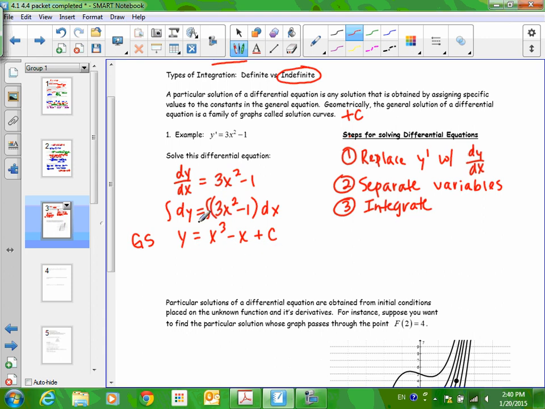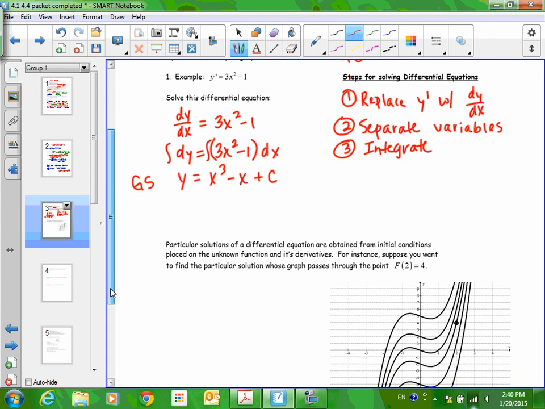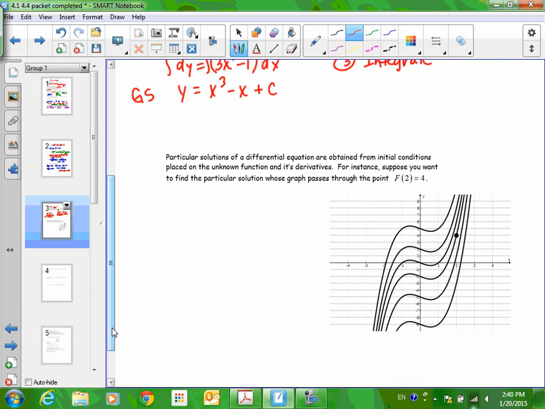But we're going to move forward today and actually find what's called a particular solution, meaning we're going to find what plus c is. All right, now I'm going to scroll up, but not all the way. This picture right here is of many curves that are of the equation y equals x cubed minus x plus or minus a number.